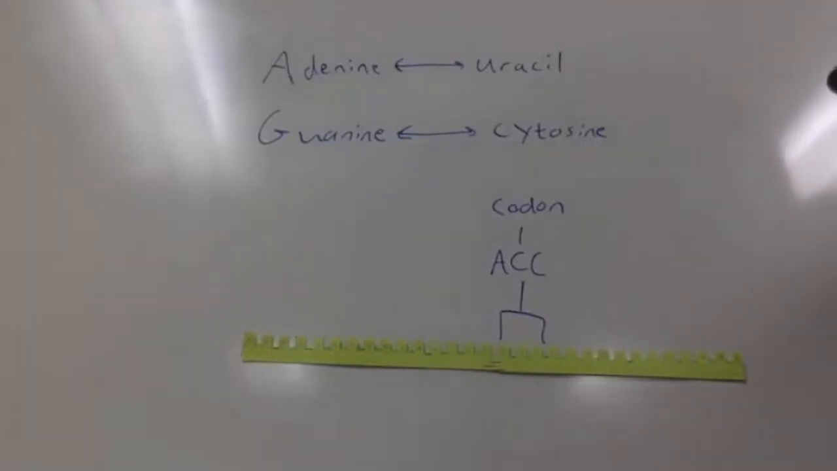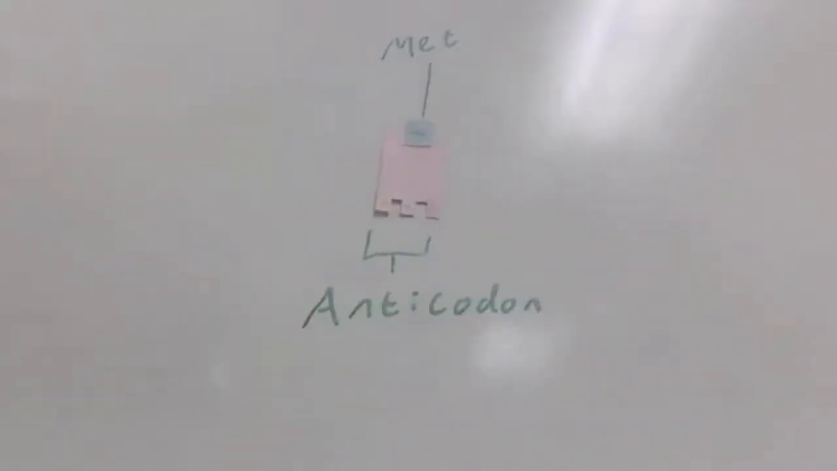Amino acids, one of which is represented by a blue square, are the building blocks of proteins. There are 20 different amino acids, each with multiple codons that code for them. Amino acids are carried on tRNA. Each tRNA has 3 nucleotides, which follow base pairing rules with the codons on the strand of mRNA. For this reason, the group of 3 nucleotides is called an anticodon.